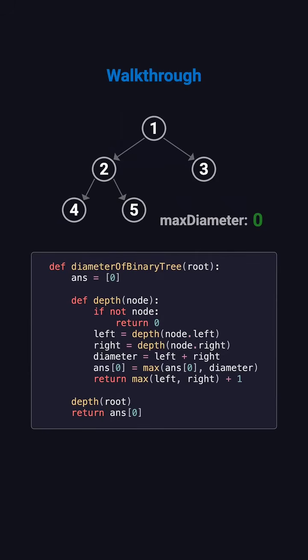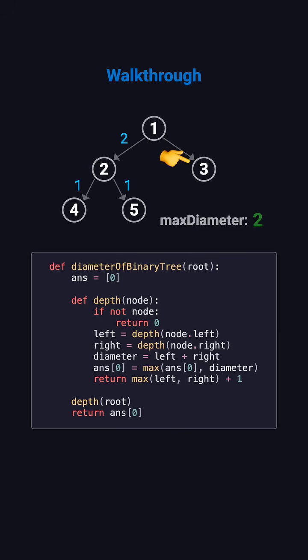Let us run the first example quickly with post order. We visit node 4 first. Both child depths are 0, so candidate is 0, and node 4 returns depth 1. Node 5 is the same and also returns 1. Back at node 2, left depth is 1 and right depth is 1, so candidate is 2. Update global max to 2. Node 2 returns depth 2.